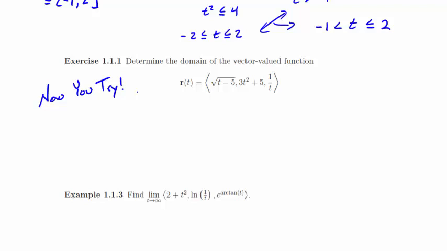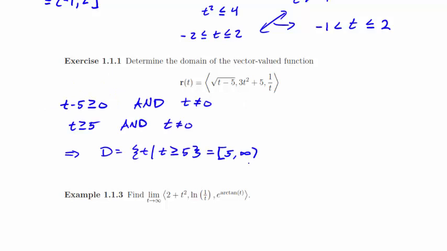So pause the video, you try this on your own, determine the domain of the vector valued function r of t equals the vector square root of t minus 5, comma 3t squared plus 5, comma 1 over t, and I will go ahead and work out the solution and talk you through it in a few moments. Alright, so it's only been a few moments in video time, but hopefully you've paused and worked through this.